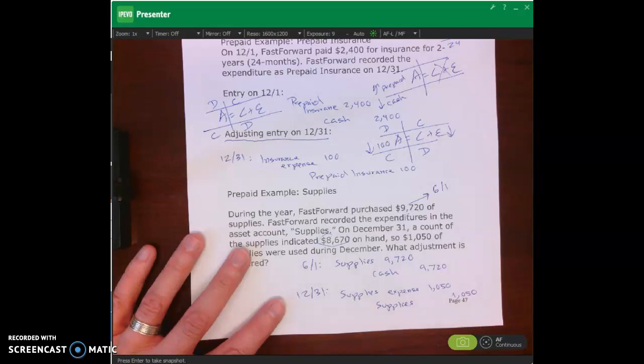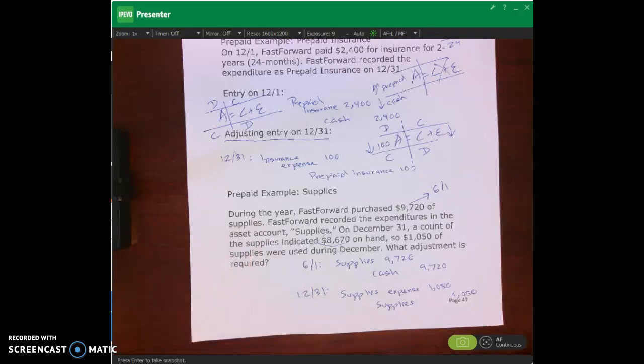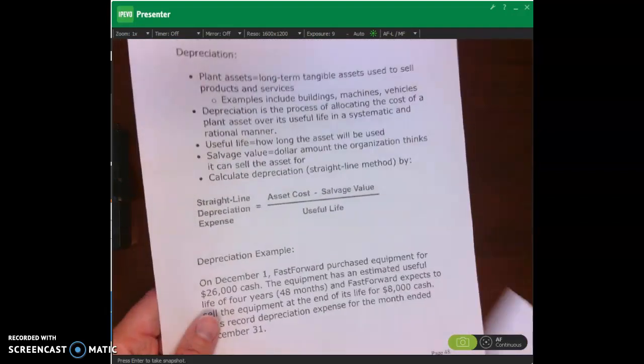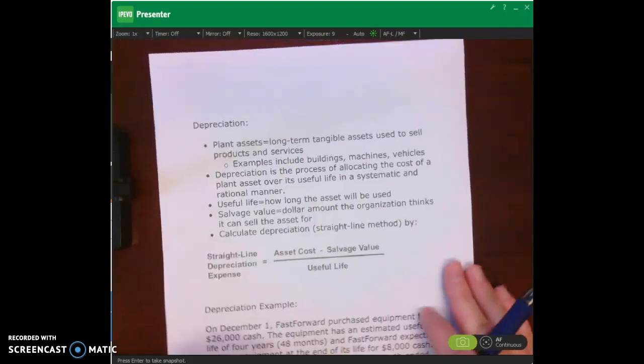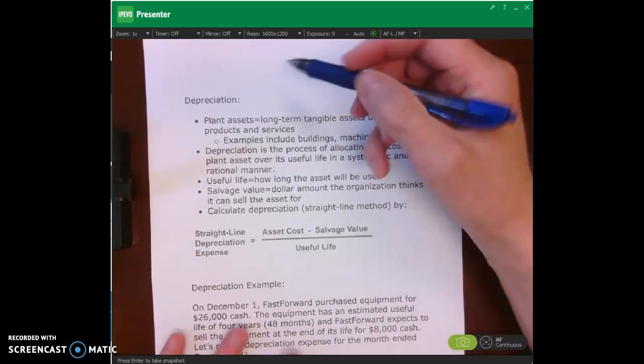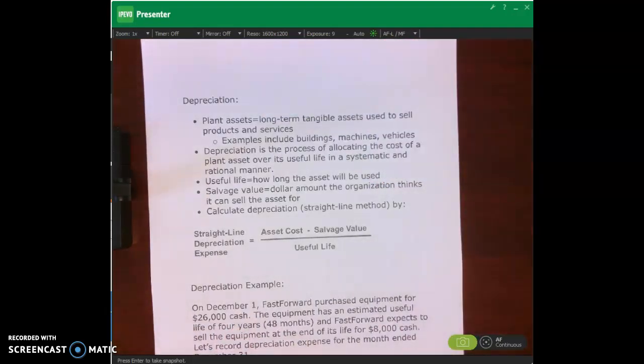Okay? Let's look at one more example, which is depreciation. The idea of depreciation is another concept related to prepaid expenses, although it doesn't fall under prepaid expenses, the current asset. It just falls under plant, property, and equipment. But you can think of it conceptually as a very similar idea. Okay?